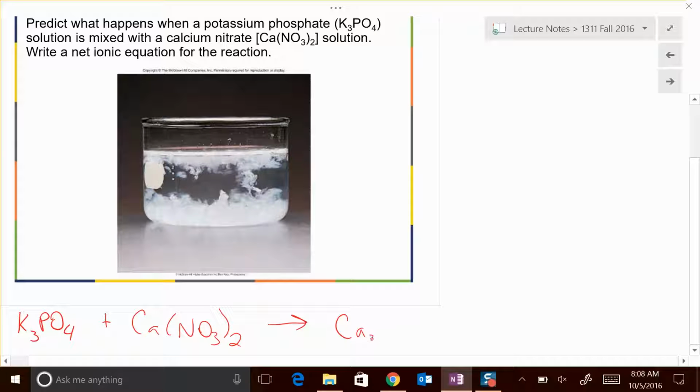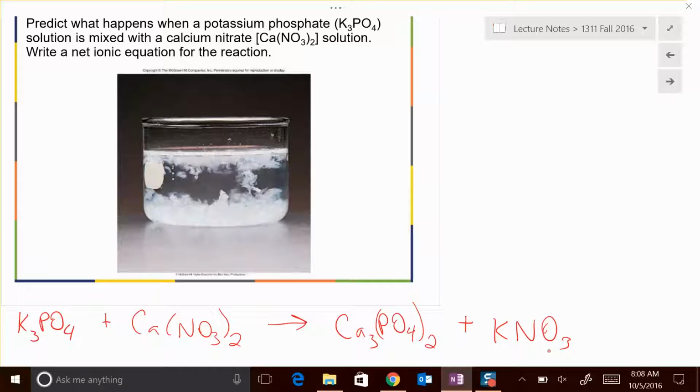Okay, Ca3(PO4)2, and there's two of them. Excellent. Okay, so calcium phosphate and KNO3, potassium nitrate. Those both have -1 and +1 charges, so it's just 1 and 1. Okay, good. So those are the products of this reaction. Because it's a double replacement, the potassium goes with the nitrate, the calcium goes with the phosphate. Okay. Now the question is, are these soluble or insoluble?